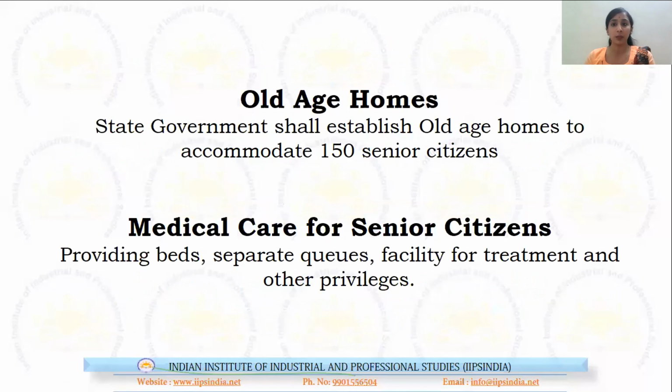8. This enactment mandates every state government to establish old age homes which can accommodate up to 150 seniors. Medical care for senior citizens: again, it is a duty of the state government to ensure that senior citizens are given adequate beds and are provided with separate queue facilities, either in the hospital, or in a medical shop, or any other places. They are being given separate queue facility for treatment and other medical privileges. This act also provides certain funds which are allocated for finding generic medicines for the treatment of senior citizens.